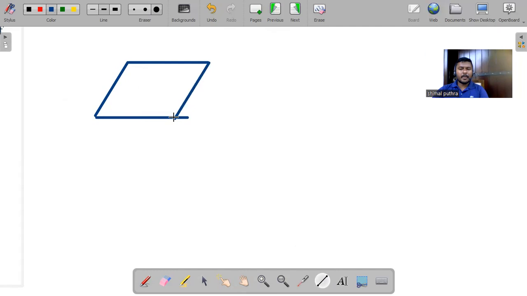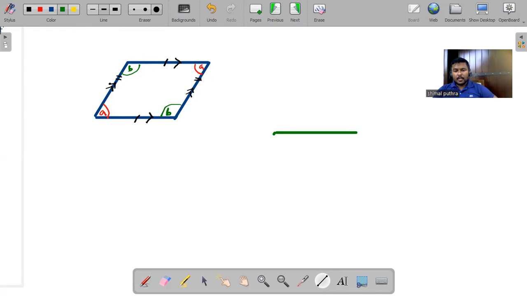Okay. Imagine this is a parallelogram. We know the properties of a parallelogram. Opposite sides are equal. Opposite sides are parallel. These are the main features of a parallelogram. And I have to tell you, opposite angles are also equal. If this is A, this one also should be A. If this is B, this one also should be B. This is the theorem.